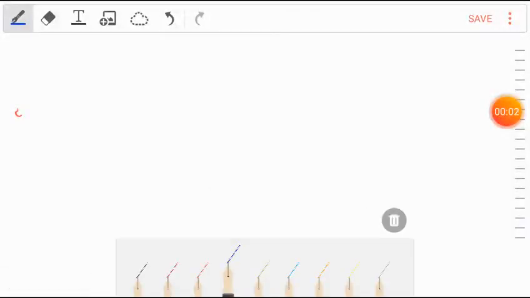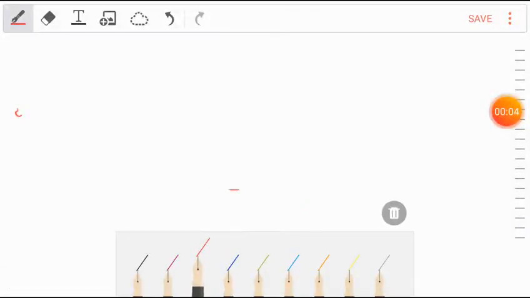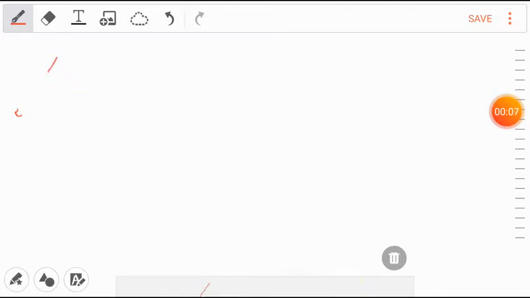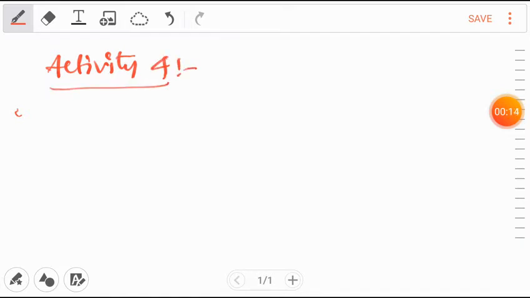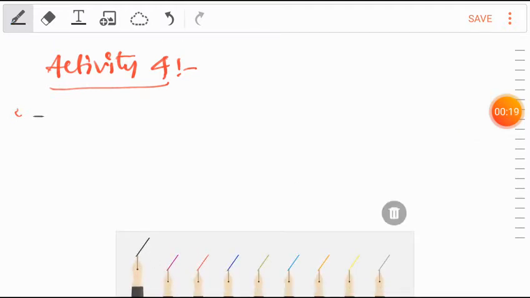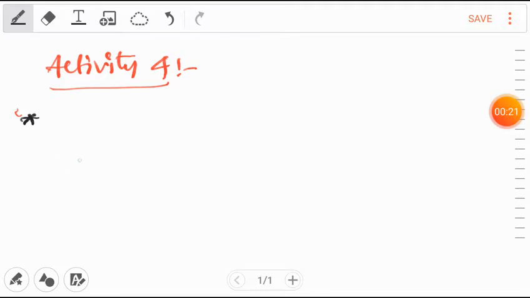Students, we are discussing chemical properties of acids, activity 4. Simply, in activity 4, what statement will we give? The statement is, when acids react with carbonates and bicarbonates, what will happen? So the answer is, whenever acid reacts with carbonates and bicarbonates, it releases carbon dioxide.